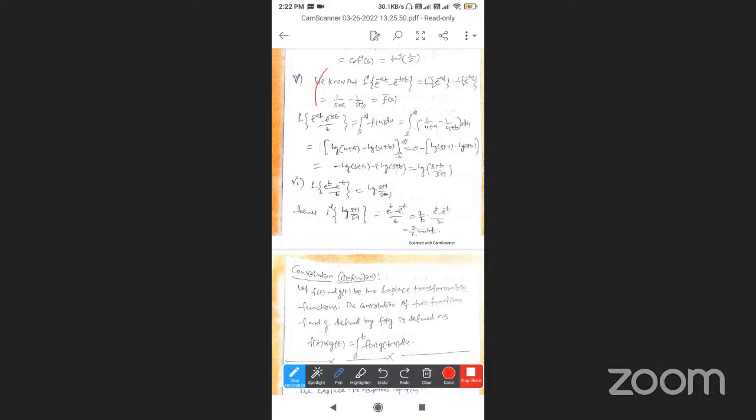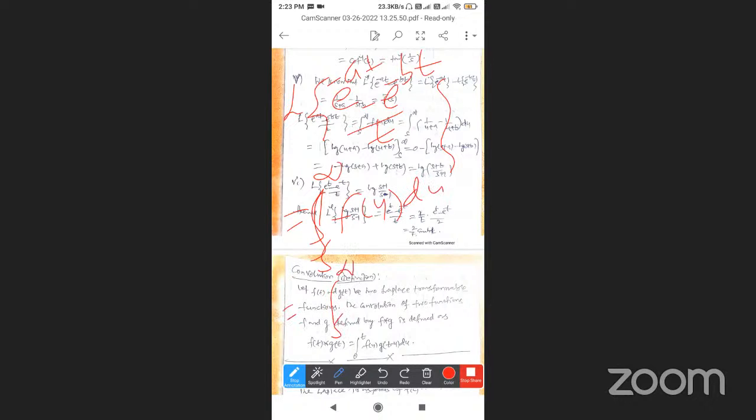F bar of s is equal to 1 by s plus a minus 1 by s plus b. So this is the Laplace transform of (e power of minus at minus e power of minus bt) by t. By t, what comes? The integral from s to infinity of f of u du. So the integral from s to infinity, where f of u means 1 by u plus a minus 1 by u plus b.